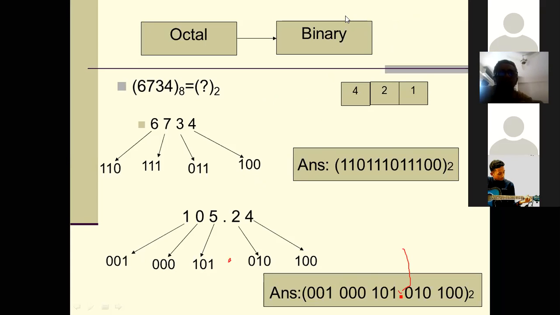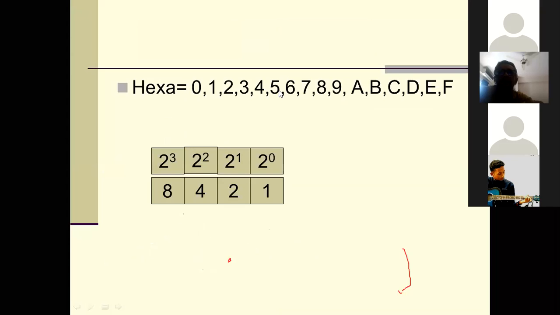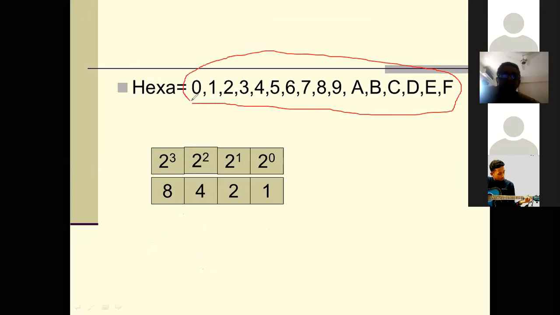Okay, now we will go to the next step, hexa number. But 3 bit is not sufficient for a hexa number. Why? Because in the hexadecimal number system, you need 16 symbols. Can you see it? 16 symbols. So you need more bit.